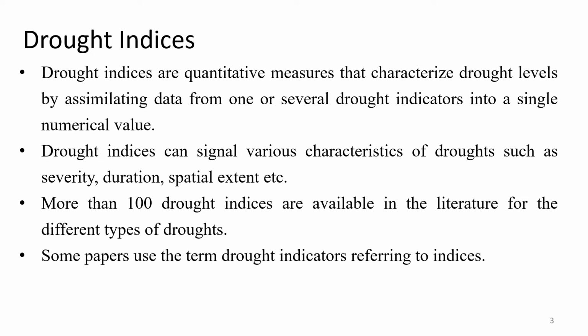In literature, more than 100 drought indices are available, and this number is still growing because people are continuously deriving new drought indices based on different variables, based on different regions, etc. And when you read different literatures, you may come across the term drought indicator being used to refer to drought indices, so just be careful. In our lecture, drought indicators refer to physical variables which we can measure, and drought indices are numerical values estimated using these drought indicators.